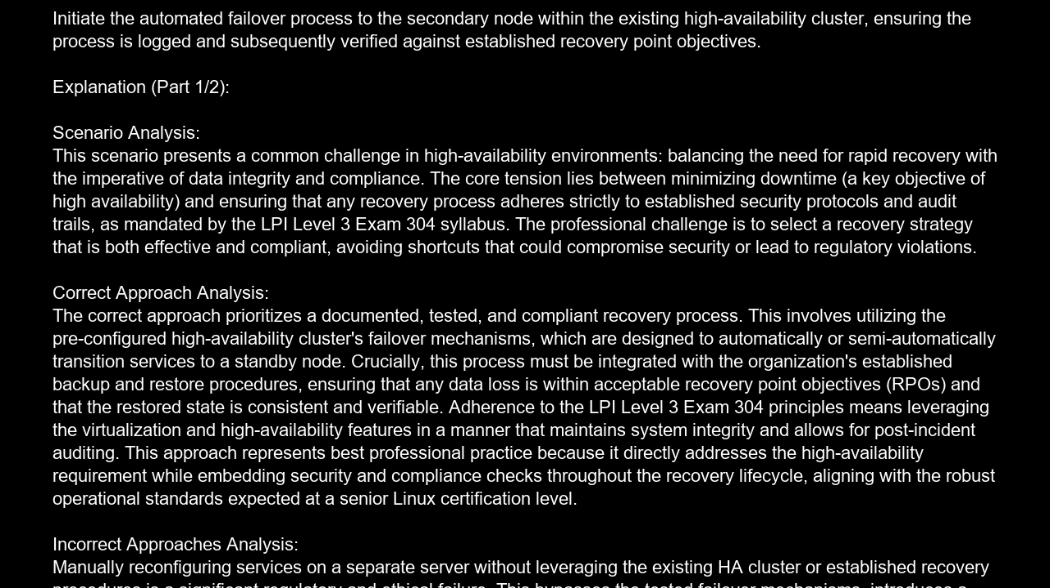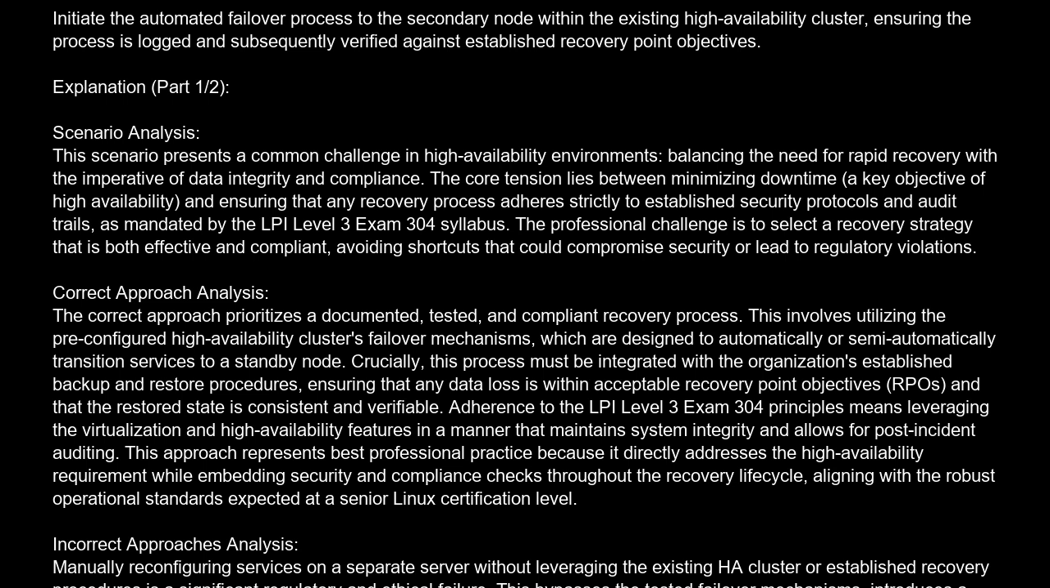Explanation. Scenario analysis. This scenario presents a common challenge in high-availability environments, balancing the need for rapid recovery with the imperative of data integrity and compliance. The core tension lies between minimizing downtime, a key objective of high availability, and ensuring that any recovery process adheres strictly to established security protocols and audit trails, as mandated by the LPI Level 3 Exam 304 syllabus. The professional challenge is to select a recovery strategy that is both effective and compliant, avoiding shortcuts that could compromise security or lead to regulatory violations.